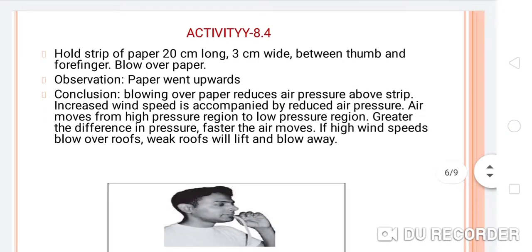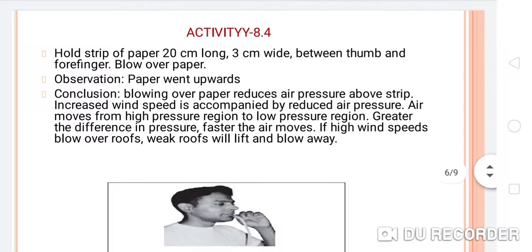Now come to activity number 8.4. In this activity, what we have to do is, we need two paper strips. The first paper strip, we have to hold, that is 20 centimeters long and 3 centimeters wide, between the thumb and forefinger. Blow over the paper.